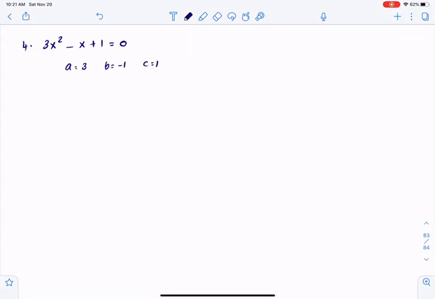Now, in terms of completing the square, we would have had to do some extra work, such as dividing by 3 on both sides, making sure I have the coefficient as 1, then proceed with completing the square. But now, since we have the quadratic formula, I'm going to jump right into computing the discriminant. So b squared minus 4ac is minus 1 squared minus 4 times 3 times 1. Minus 1 squared is 1. I'll have minus 12. 1 minus 12 is minus 11.